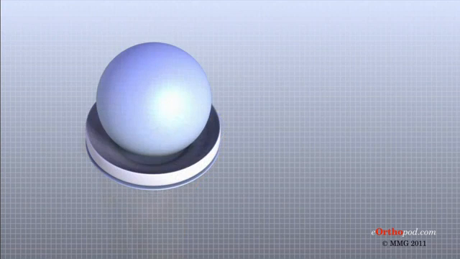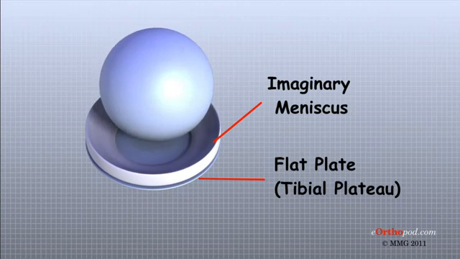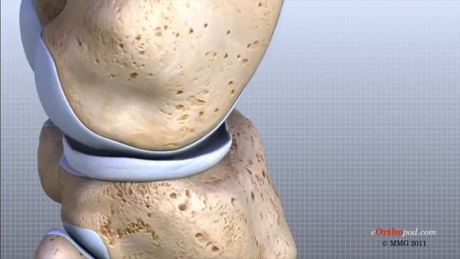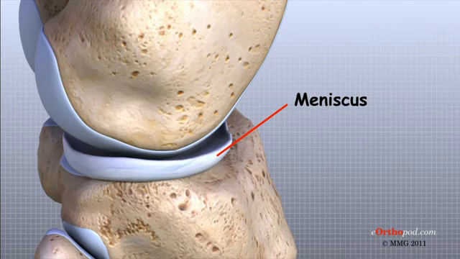Imagine the knee as a ball resting on a flat plate. The ball is the condyles of the femur, and the plate is the tibial plateau. The menisci actually wrap around the round condyles to fill the space between it and the flat tibial plateau. The menisci act like a gasket, helping to distribute the weight from the femur to the tibia. Without the menisci, any weight on the femur will be concentrated to one point on the tibia. But with the menisci, weight is spread out across the tibial surface.